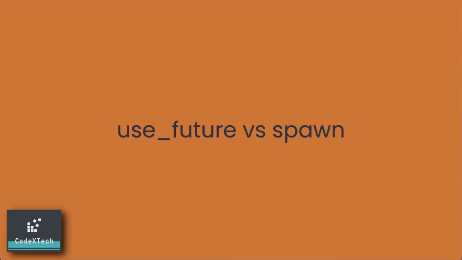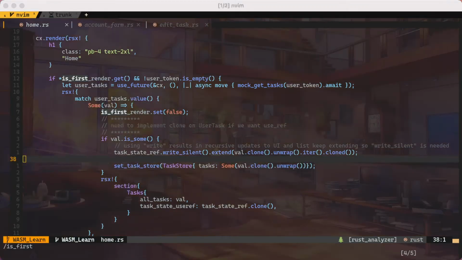The last thing we will cover in this video, as it is already quite long, is use future versus spawn. These two options are used for making asynchronous calls. On this line number 27, we're using use future. I believe spawn is available in U as well, and it may have the same functionality.